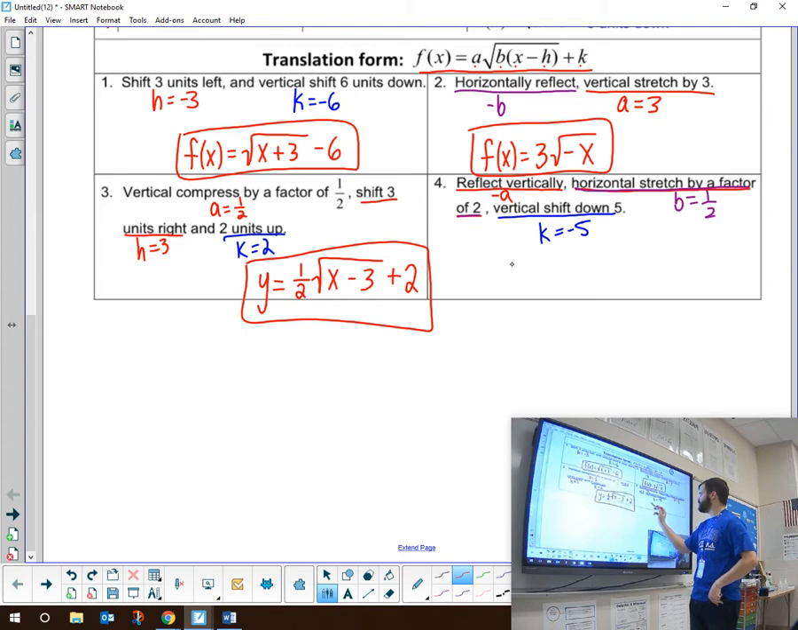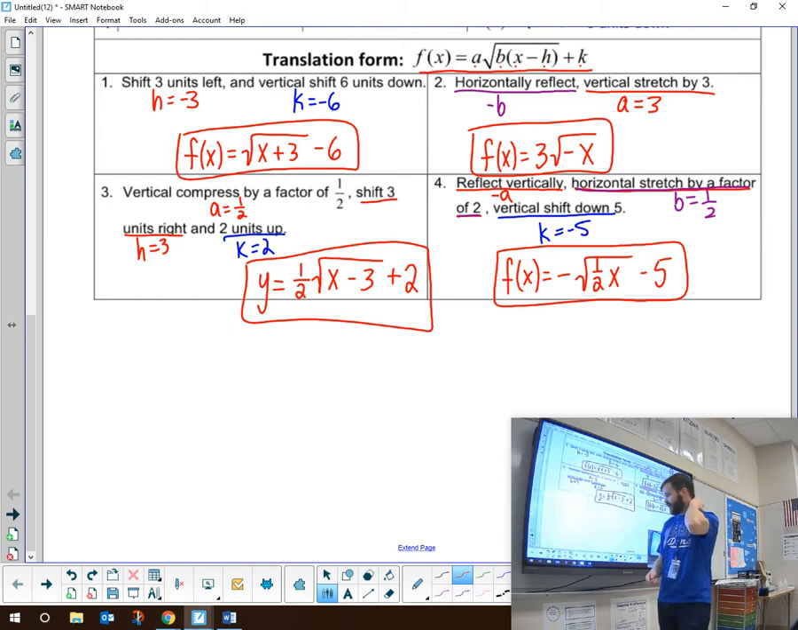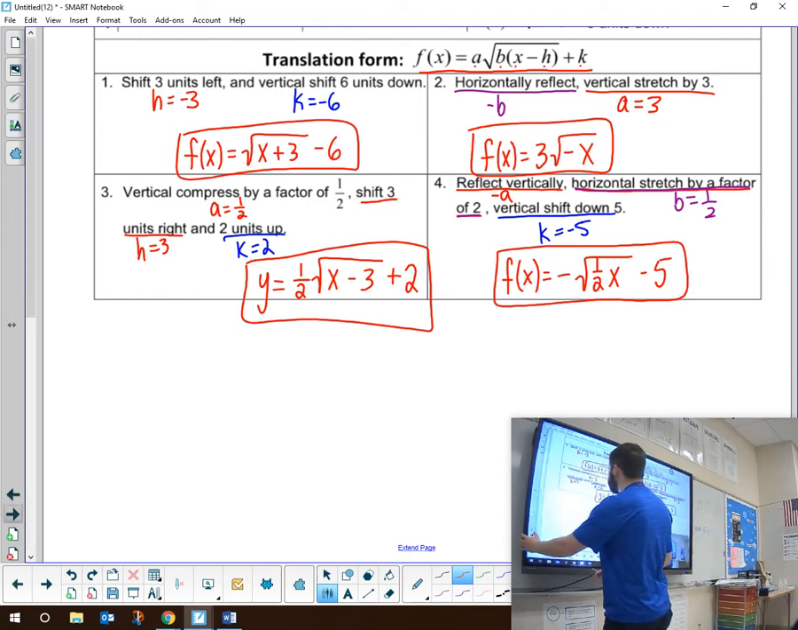So let's write our equation. We're going to go F of X equals negative A. So we're going to have a negative. We'll have a square root. B is going to be 1/2 times my X. There's not going to be any K, and so I'm just going to have a minus 5 there at the end. All right? So just breaking it down piece by piece. Okay, so now let's actually graph.